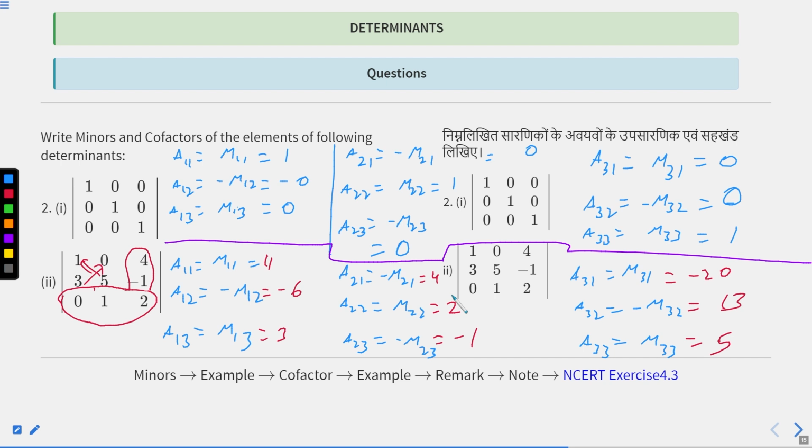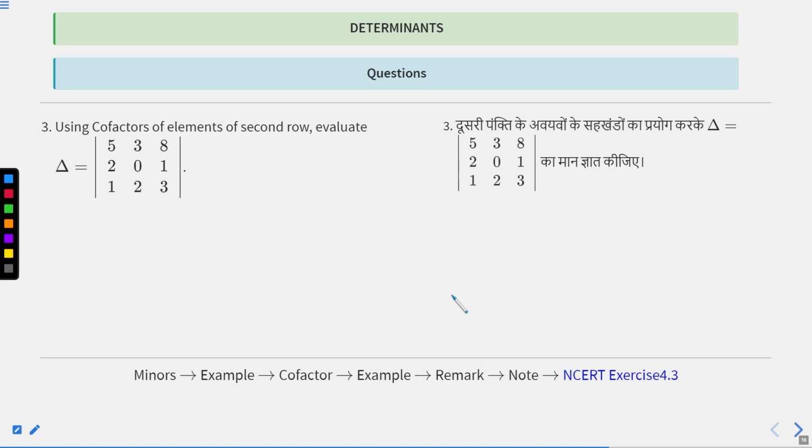Now let us move to next. I hope that it is clear to you. Let us move to next problem. Problem number 3. Using cofactors of an element of second row, evaluate. So we have to evaluate what? Determinant, but using cofactors. So using cofactors, how will you find?